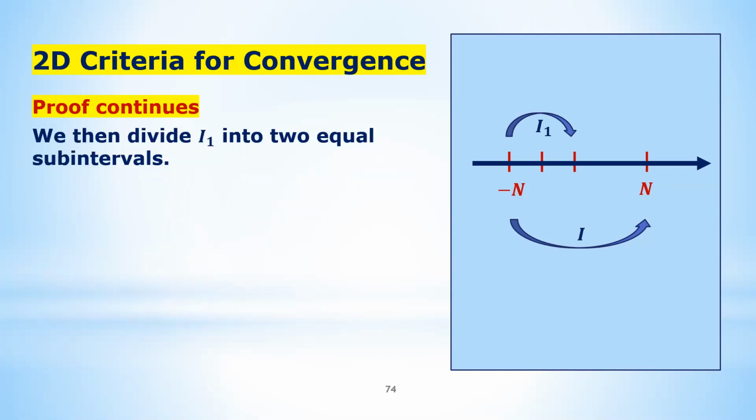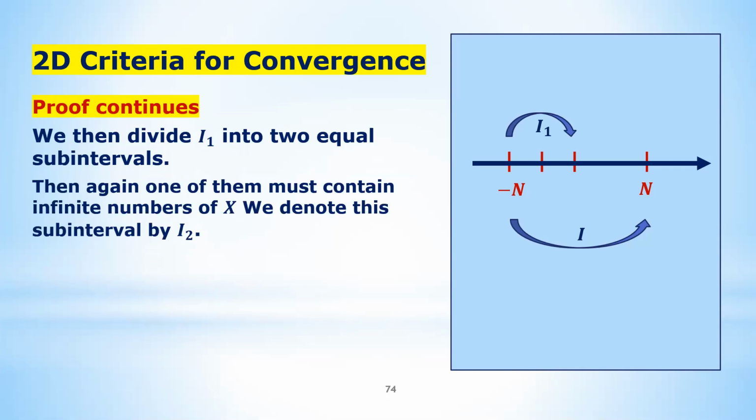And then next, I'll do the same thing again. I divide I1 into two equal intervals, and again, one of them must contain an infinite number of points of X. So we denote the second subinterval by I2. This time, maybe I2 is the right interval. Every time I do the dividing, those intervals get smaller, cut by half. But they still share one thing in common: they always contain an infinite number of points. So I continue to divide in this way.